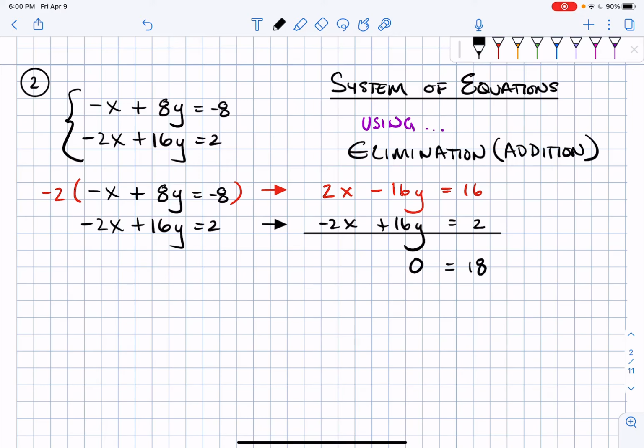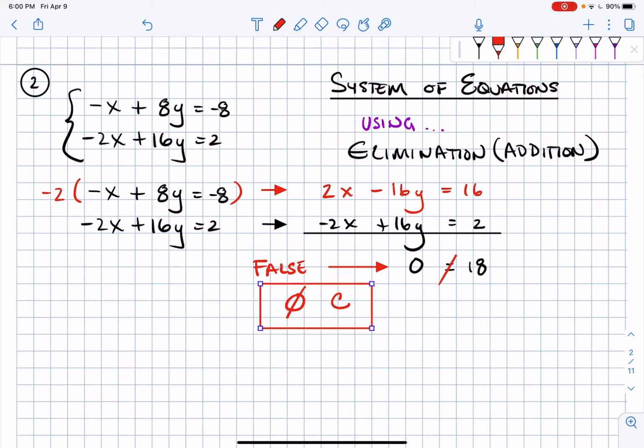When that happens, you have to look at this statement right here and say if it's true or false. So is 0 ever equal to 18? The answer is no, it's never equal to 18, right? So it's a false statement. And since it's a false statement, that means I have no solution or empty set, and that is going to be choice C.